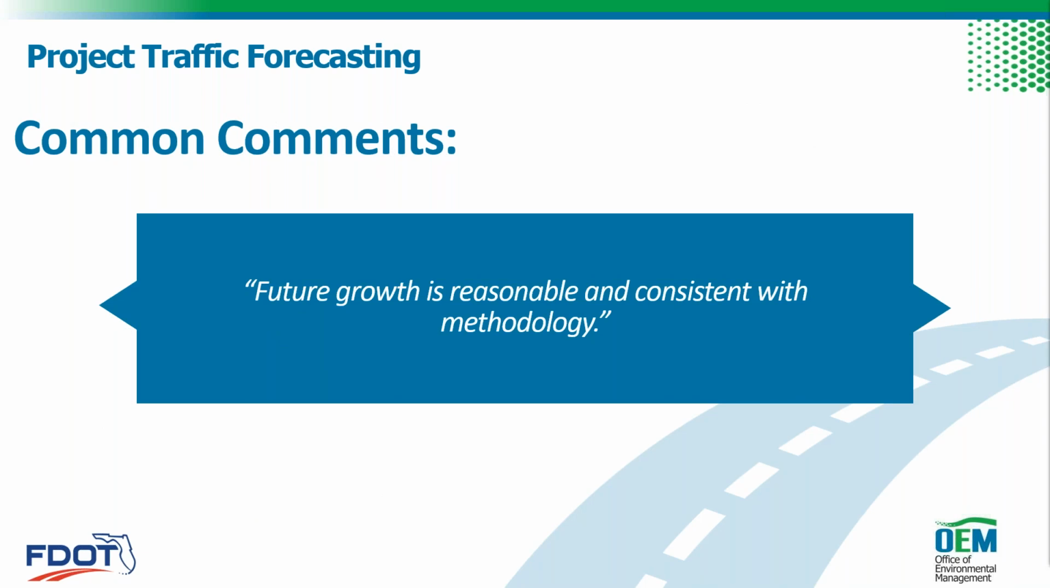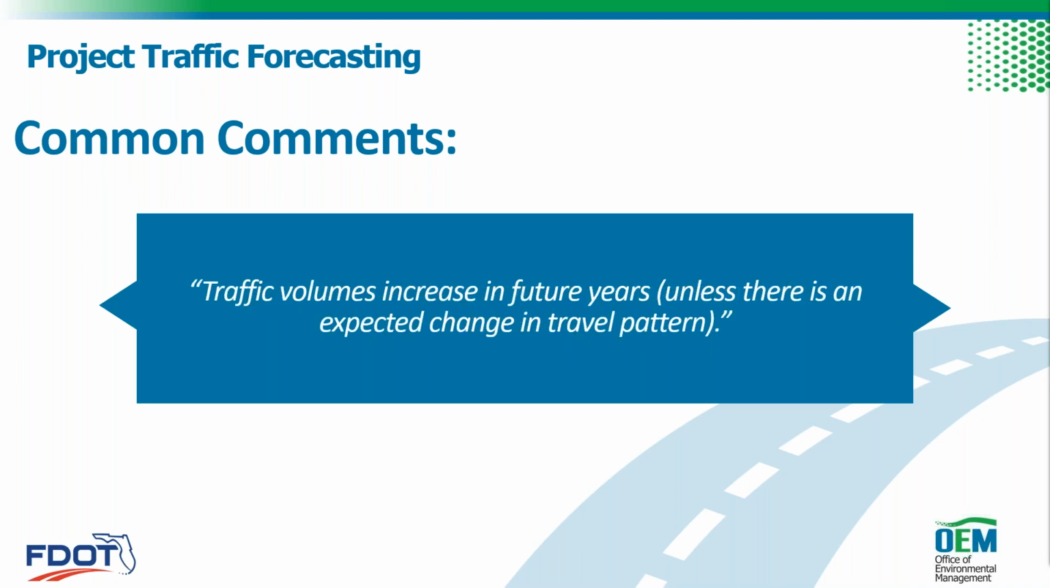All right, some common comments. We've talked about most of these. Future growth is reasonable, consistent with the methodology. Does the growth make sense? Does one segment grow 5 times as much as the other ones? Is there a good reason for that? Does it make sense? Traffic volumes increase in future years unless there's an expected change in travel pattern. Again, if we have traffic volume growing everywhere, but one intersection is decreasing, were we expecting that? Does it make sense?